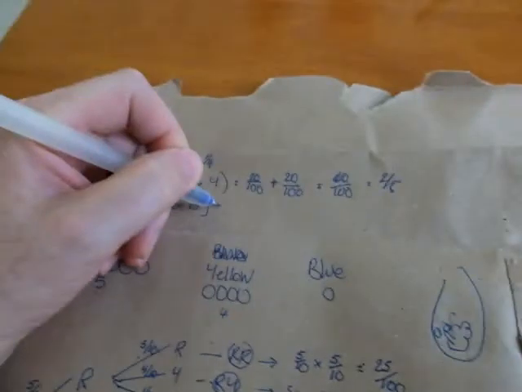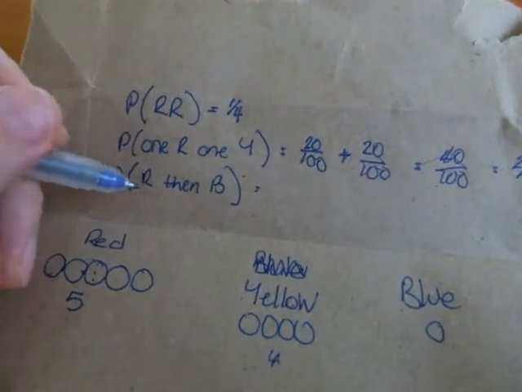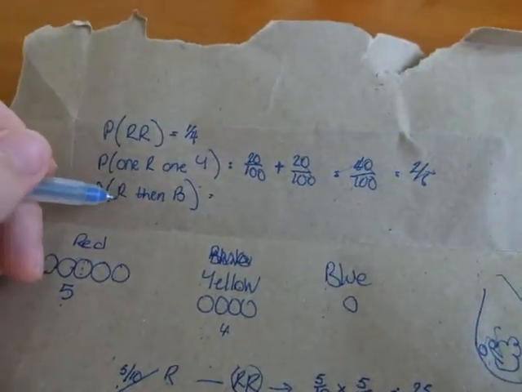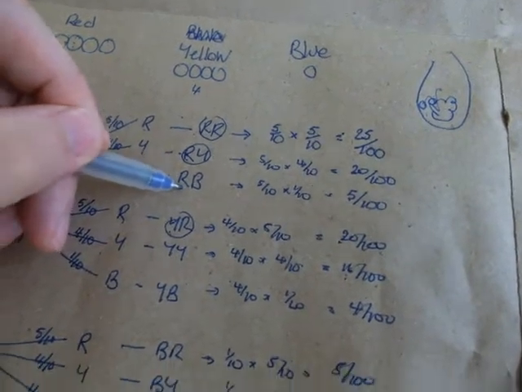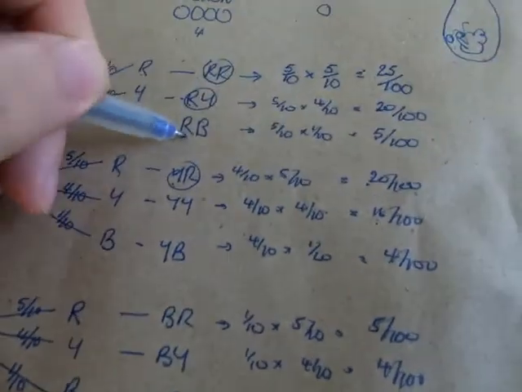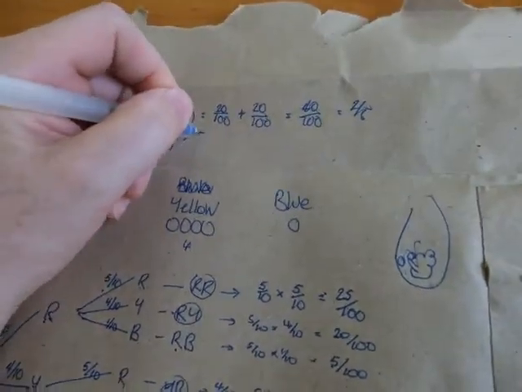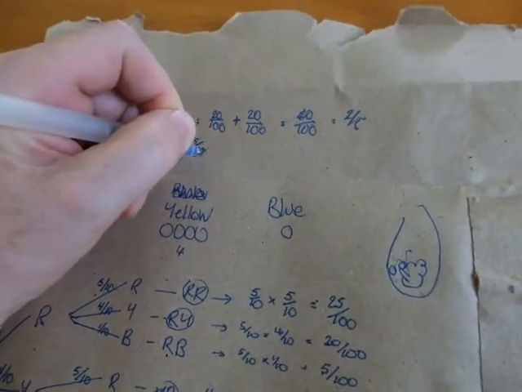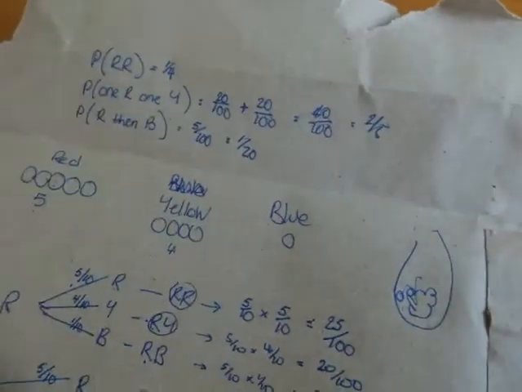The next one is another easier one. This is the probability I get a red and then I get a blue. So I'm looking for RB. Okay, and that's here. That's the only case where it is an R and a B. So I look across, and that is a 5 in 100 or a 1 in 20 chance.